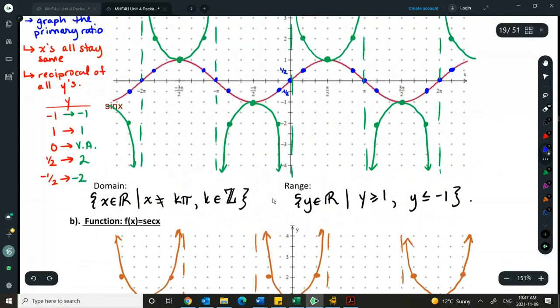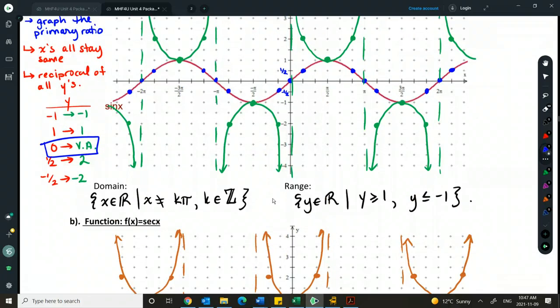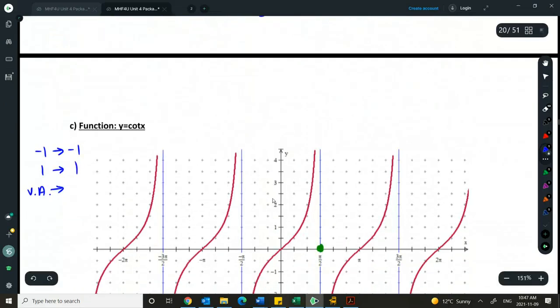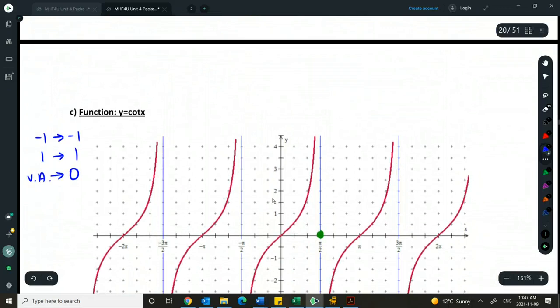So let's look up here. A zero became a vertical asymptote. So if I reciprocal a vertical asymptote? Zero. Yes. So Clayton, you're thinking inverse. That's different than reciprocal, right? Okay. So vertical asymptotes become zeros, and zeros become vertical asymptotes here.